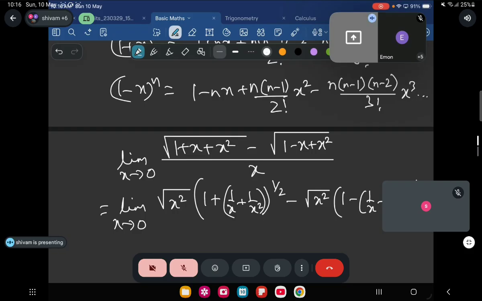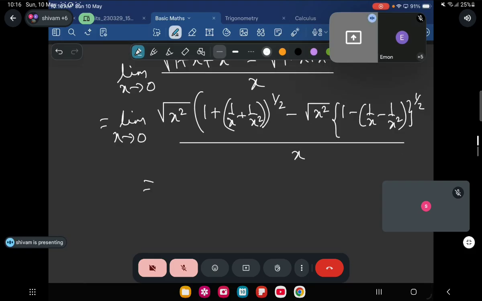Tell me, are people getting it? Or should I explain? Everyone understood? Samriddhi, is it clear? I have taken, the answer is half. Now the answer is 1, right? What is the answer? 1 divided by x. Right, tell me, everyone.